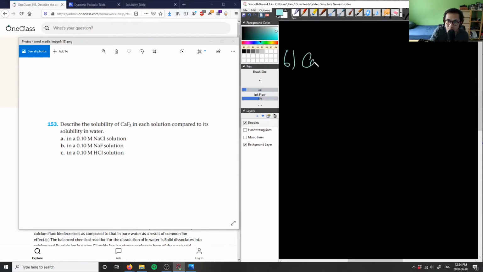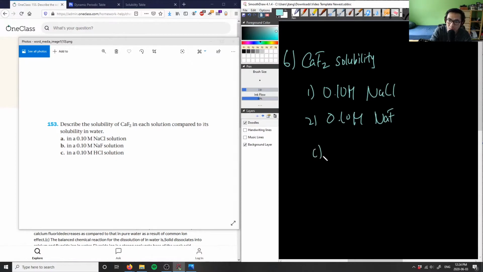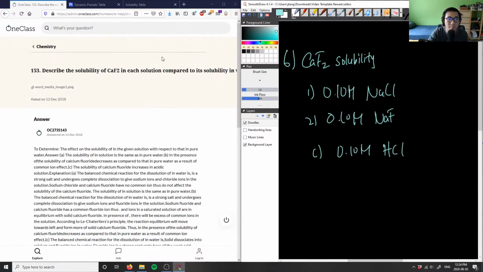So I want the CaF2 solubility compared to solubility in water. They're all the same concentrations here, so that's fine. In NaCl solution, NaF solution, and this HCl solution. Okay, so we care about the solubility. And what we want to know here is we actually want to write out our chemical reaction here. So let's write that out.